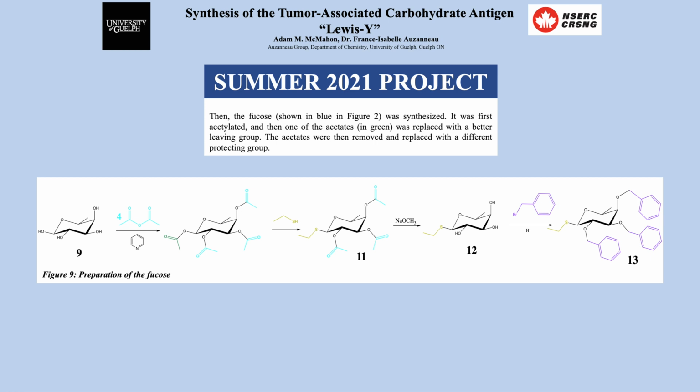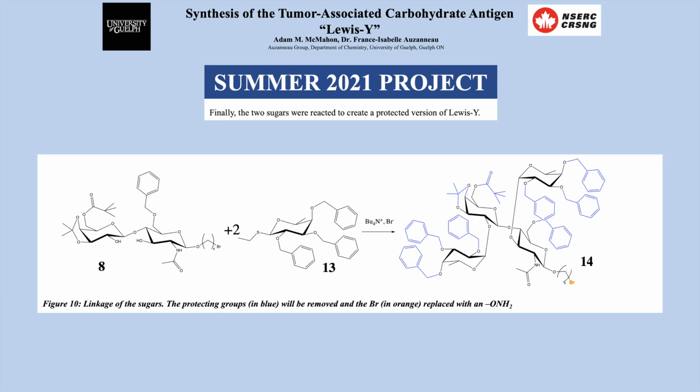To prepare the fucoses, the OHs were acetylated, and then the C1 acetyl group was replaced with a sulfur-based leaving group. The acetyl groups were subsequently cleaved with sodium methoxide and methanol, and replaced with benzyl protecting groups. Finally, the sugars were linked in a days-long glycosylation reaction. This reaction required several catalysts and had to be kept extremely dry. In the future, the protecting groups will be removed, and the bromide will be replaced with the ONH2 group. The sugar will then be linked to a long polysaccharide and tested for immunogenicity.